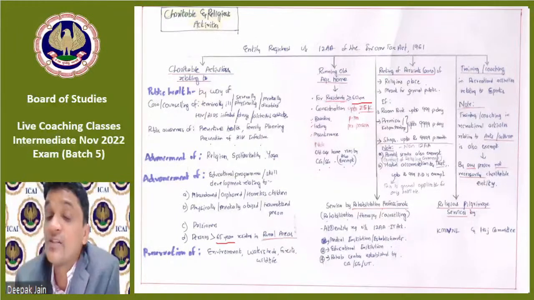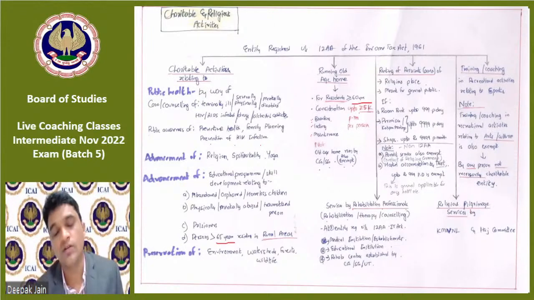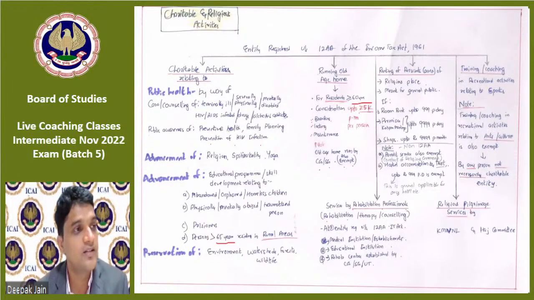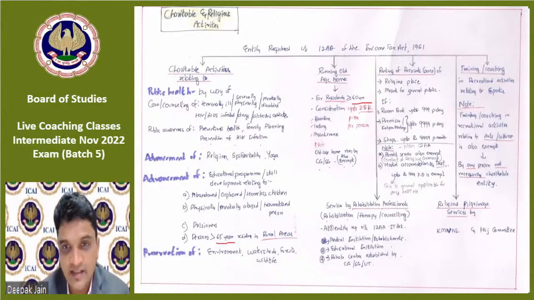But if the college says our hostel is very good, we're providing all modern amenities, and the rent is up to 1,500 rupees, then it will be taxable. That will not fall under the exemption.